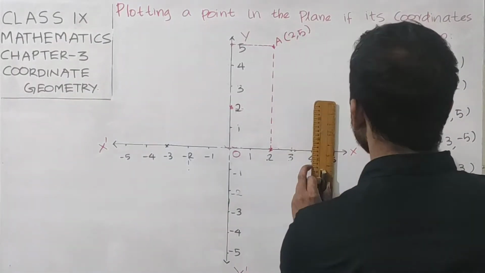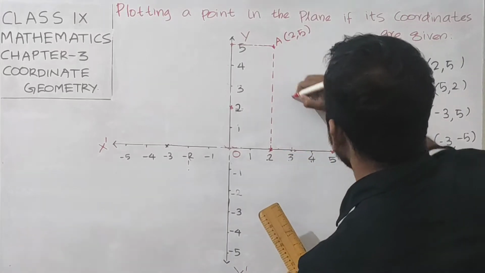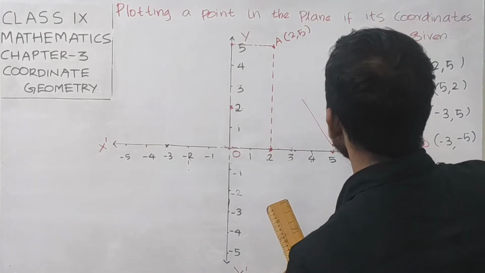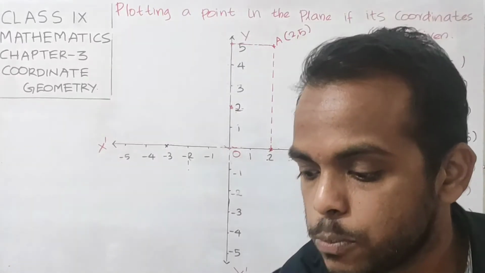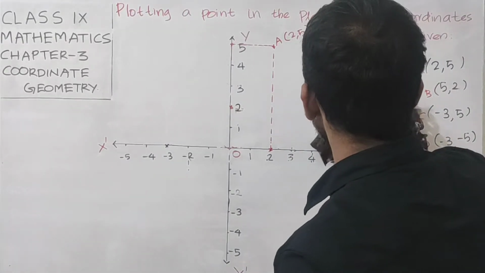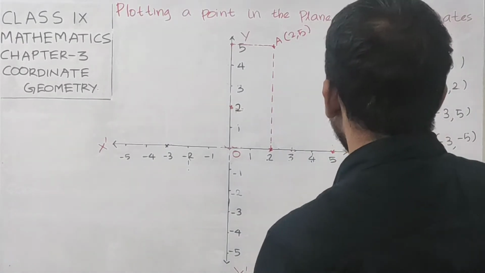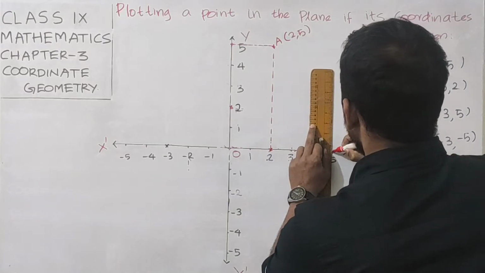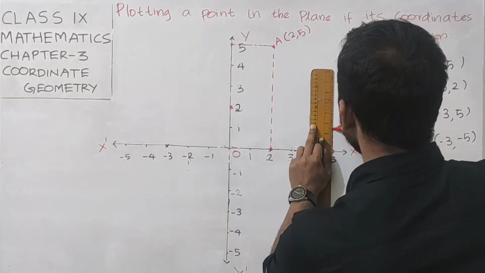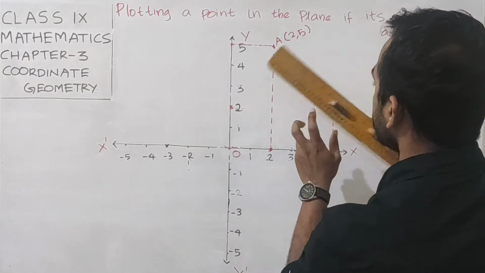Draw a line. The line should be perpendicular. You cannot draw a line like this. You cannot draw like this. The line should always be perpendicular. So I'm going to draw a perpendicular line from the 5. And how long do we need it? We don't need much because our pair is over here itself.